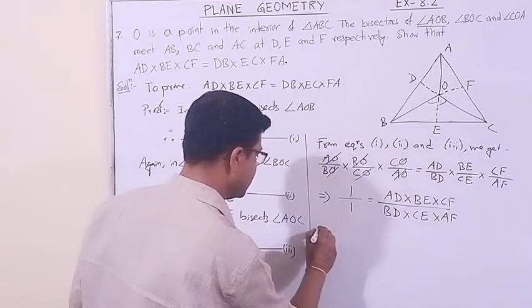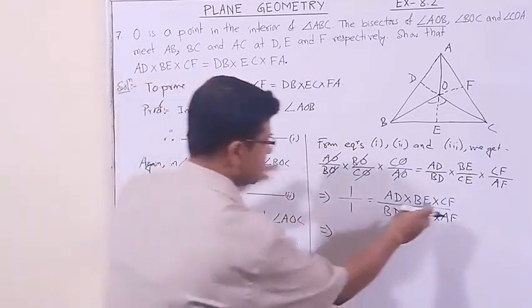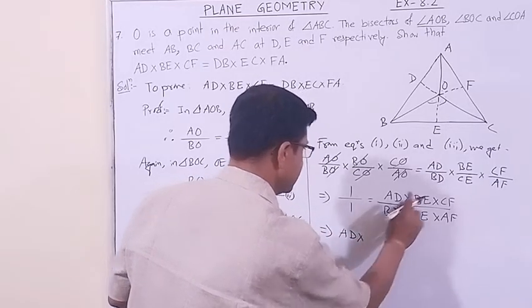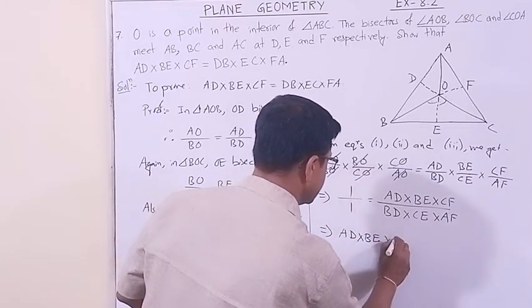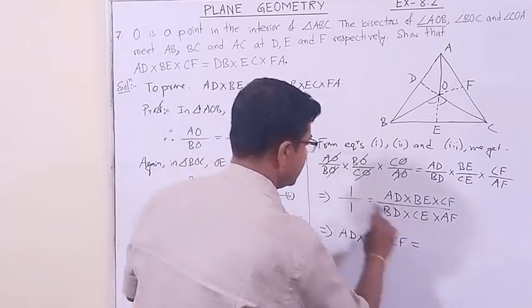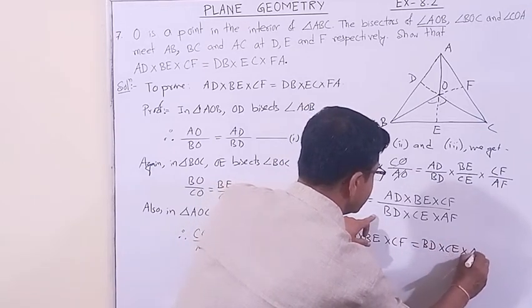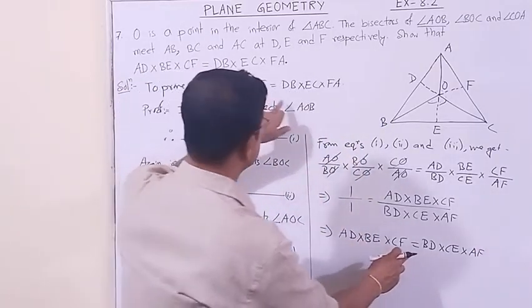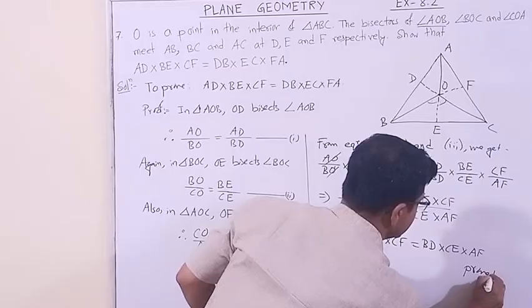Now let us cross multiply. Okay, they are equal. So this into this equals this into this. What we have to write? At first AD into BE into CF is equal to, so this into 1 is the same thing. Here what we write? That is BD into CE into AF. Now let us see whether we have got it or not. AD, BE, CF, DB, EC, FA or AF, same thing. So we can write here, we have proved.